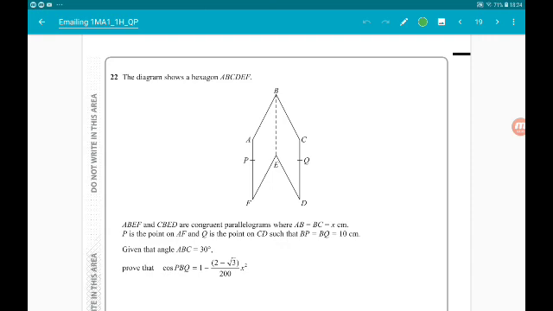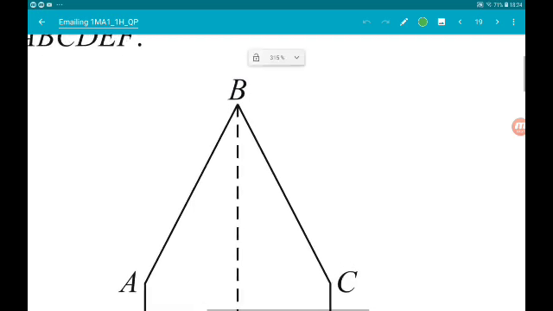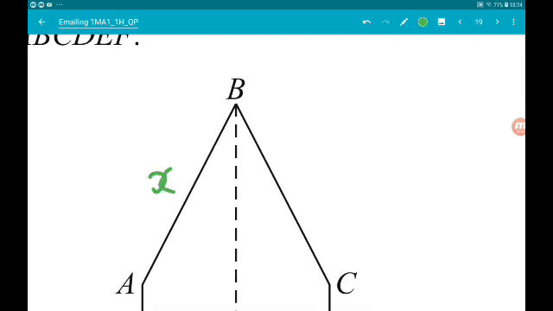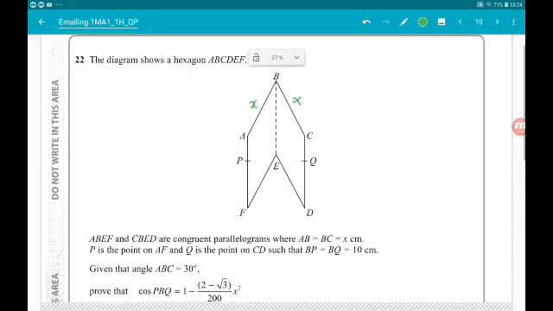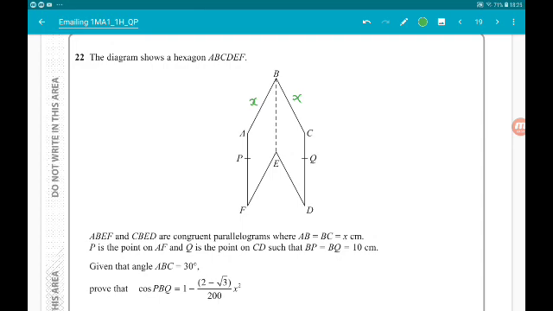What is this doing in a GCSE paper? So the diagram shows a hexagon A, B, C, D, E, F. We are told that A, B, E, F and C, B, E, D are congruent parallelograms where AB is equal to BC is equal to x. So let's put that on first of all. So AB is x and BC is also equal to x. Okay, then P is the point on AF and Q is the point on CD, such that BP is equal to BQ is equal to 10 centimeters.